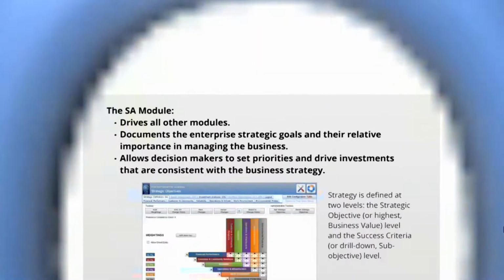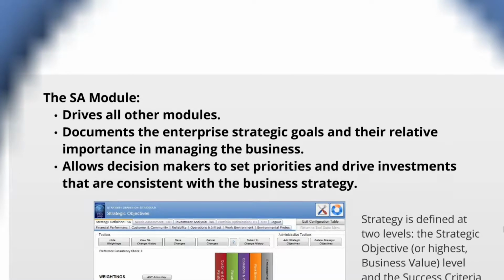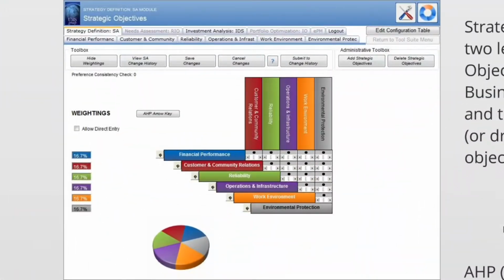The Strategic Alignment, or SA module, defines the strategy and drives all other modules in the suite. It provides documentation of the enterprise strategic goals as well as the relative priority in making spending decisions. It also allows for evolution of these goals and priorities over time as the business environment changes. This graphic depicts sample strategic objectives. These are customized for each company.